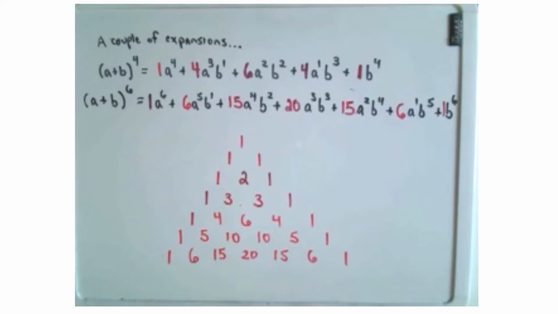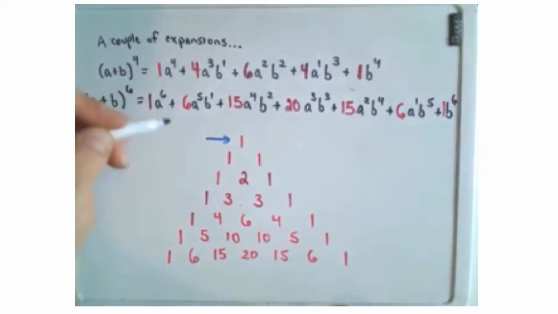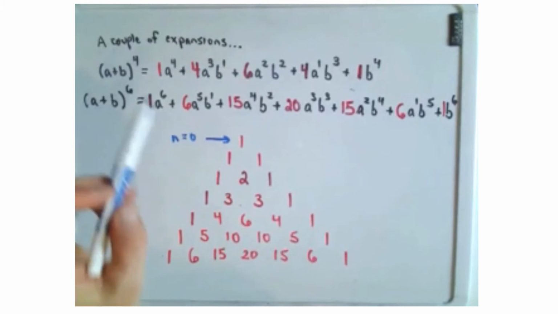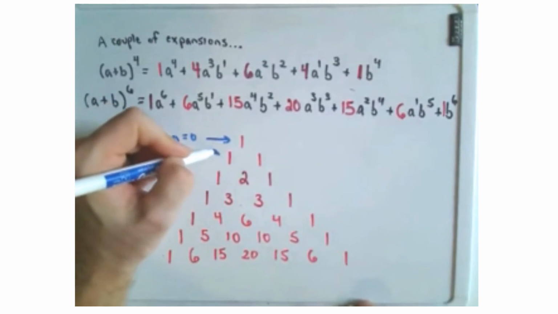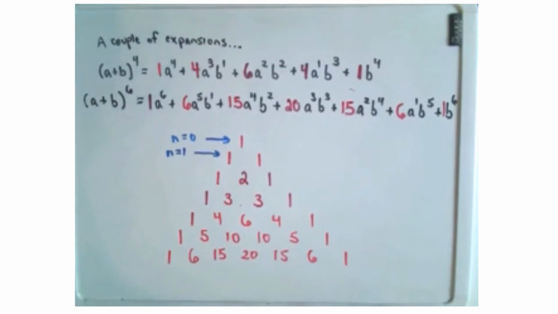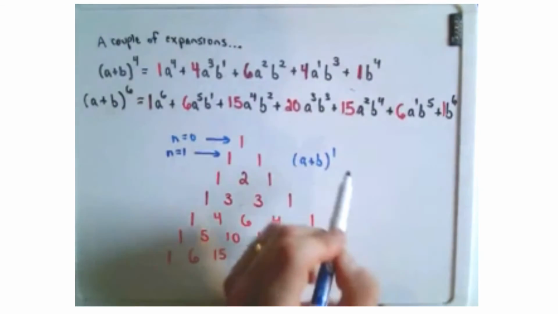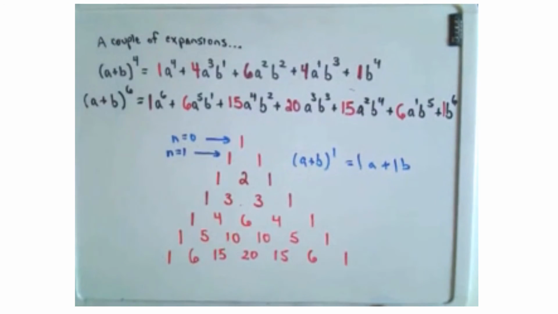So the idea is the first row is going to correspond to the exponent of 0. So imagine if you had (a + b) to the 0 power. Well, you would just get 1 as the coefficient. The second row is going to correspond to the exponent of n equals 1. And again, that makes sense. If you had (a + b) to the 1st power, I mean, what are you going to get? You're going to get 1a + 1b. So that certainly is in agreement.